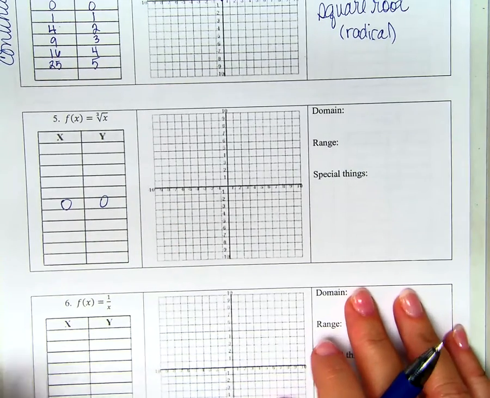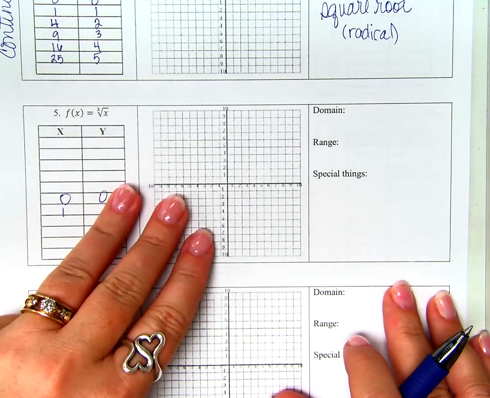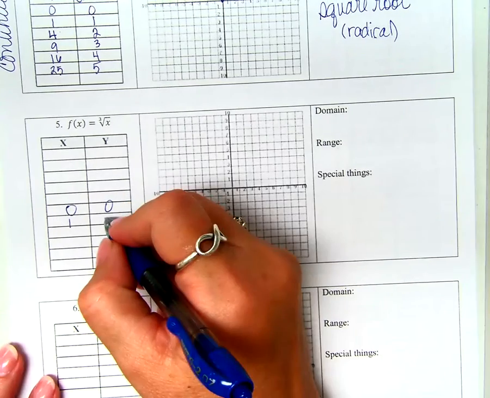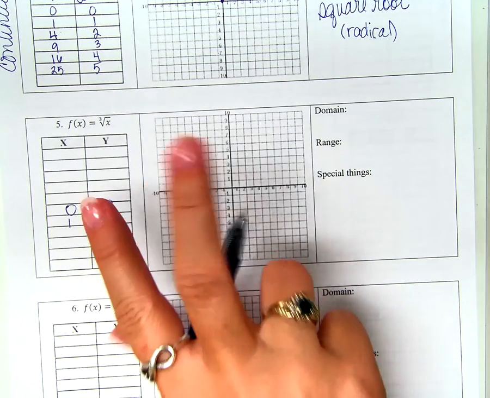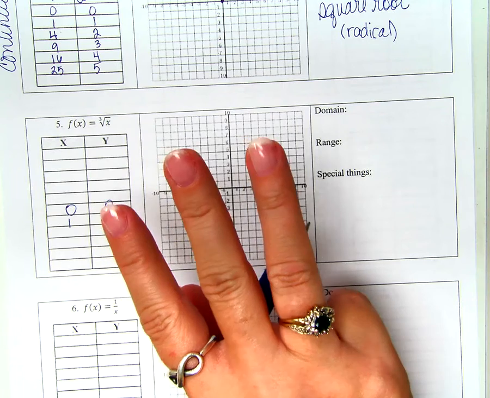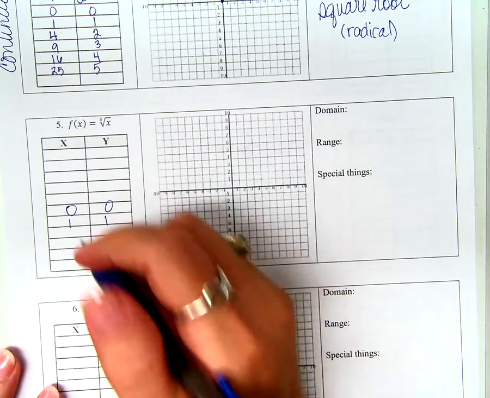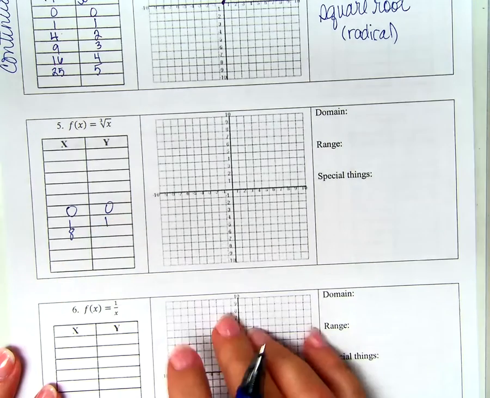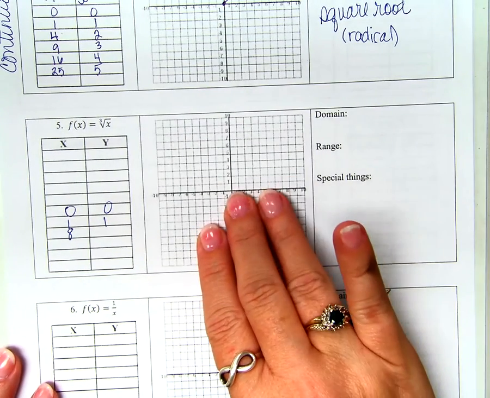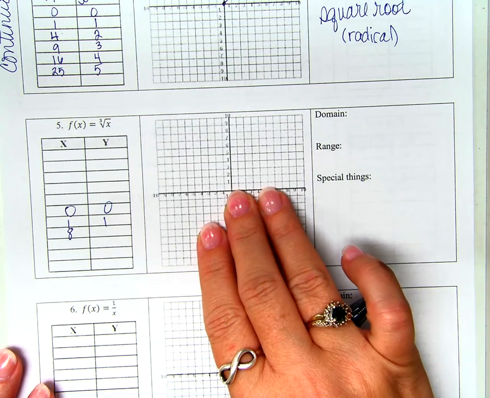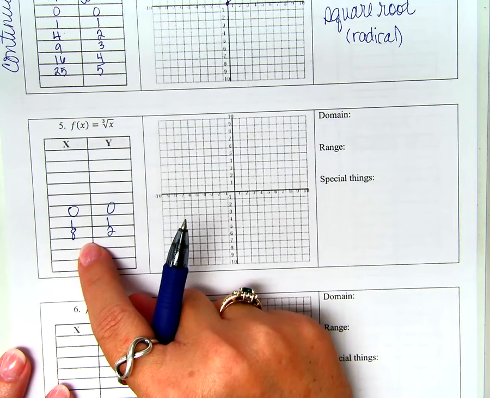So can I choose 1 as my x? What times itself times itself equals 1? 1. Okay. 2? Do we know what times itself times itself is 2? I don't. What's the next one that you know? 8? Where in the world did you get 8? Oh, 2 times 2 times 2. So guess what the cube root of 8 is? 2.